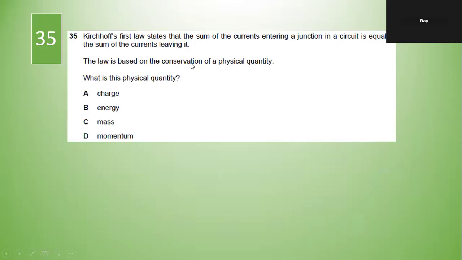Kirchhoff's first law can see repeat. It states that the sum of current entering a junction in a circuit is equal to the sum of current leaving it. The law is based on conservation of a physical quantity. What is a physical quantity? You got 10 more minutes. First law is about charge. You must do very fast to save time.